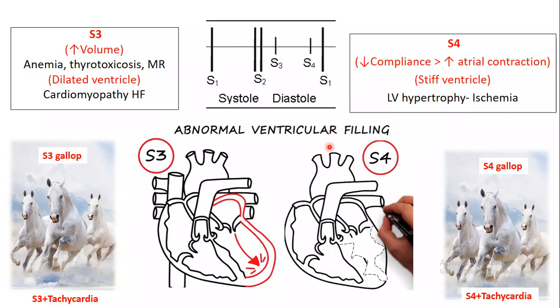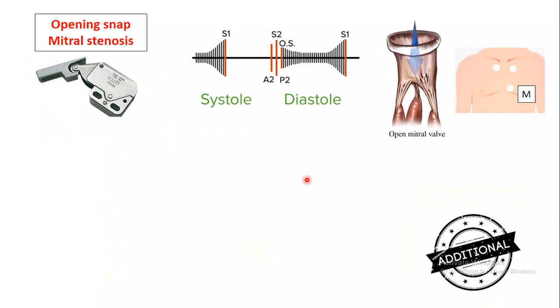If this extra sound is associated with tachycardia, this is called gallop. S3 with tachycardia is called S3 gallop, and is seen mostly in patients with decompensated heart failure. If S4 is associated with tachycardia, it's called S4 gallop. Then moving to other extra sounds that could be heard.